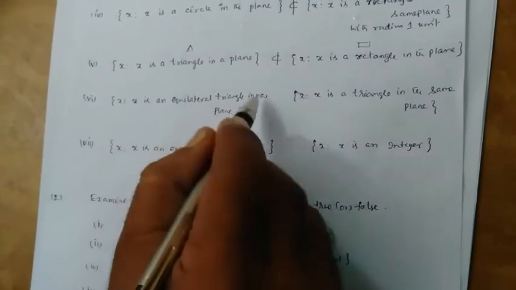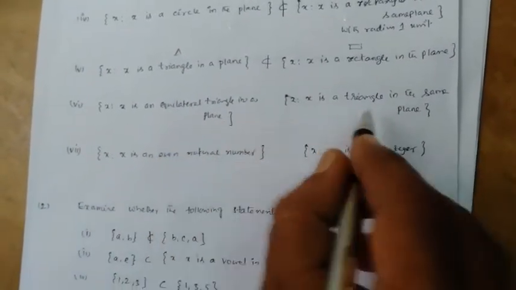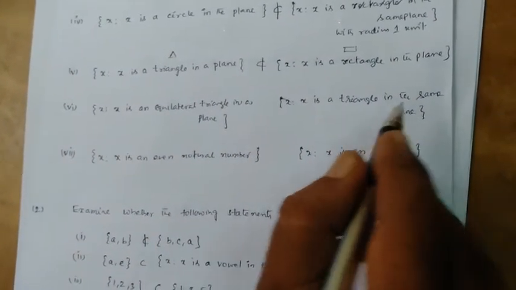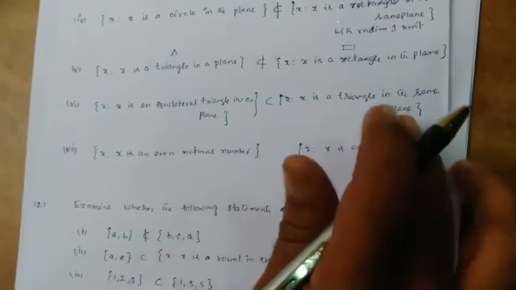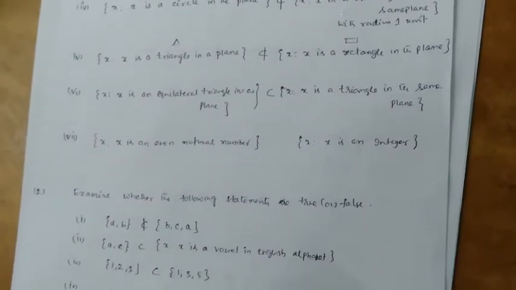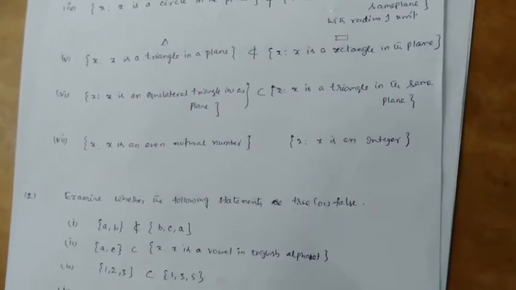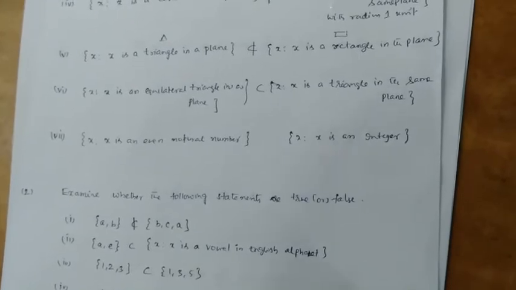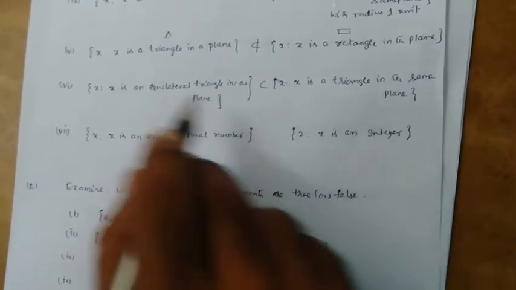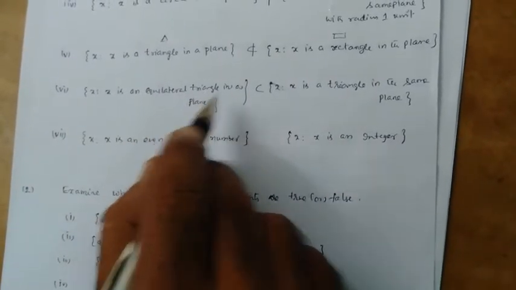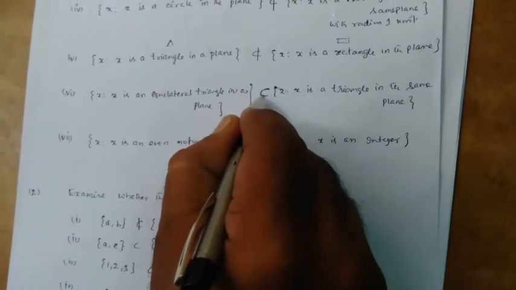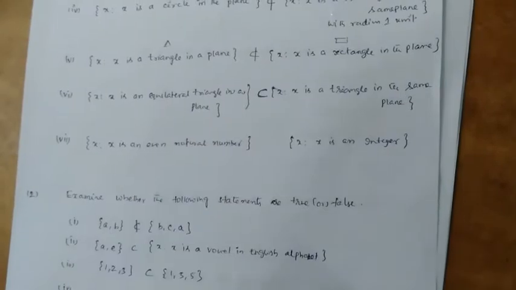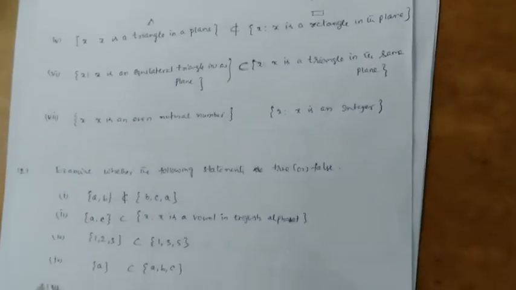X is an equilateral triangle in a plane, and X is a triangle in the same plane. Definitely this set is contained in the triangle set. In the triangle set there may be equilateral triangles, isosceles triangles, scalene triangles, right angle triangles. Clearly an equilateral triangle is a part of the triangles. So we put the symbol subset: equilateral triangles are a subset of the triangle set.